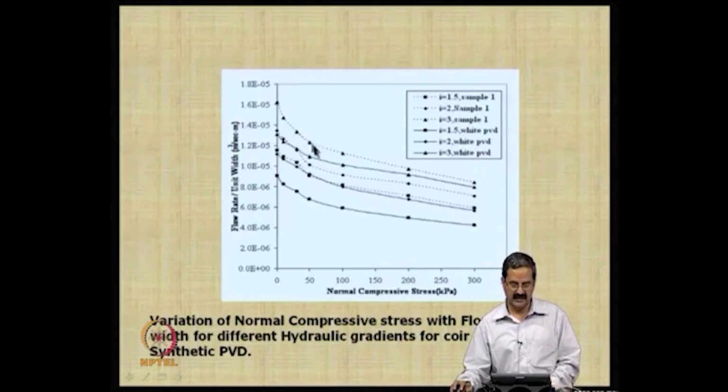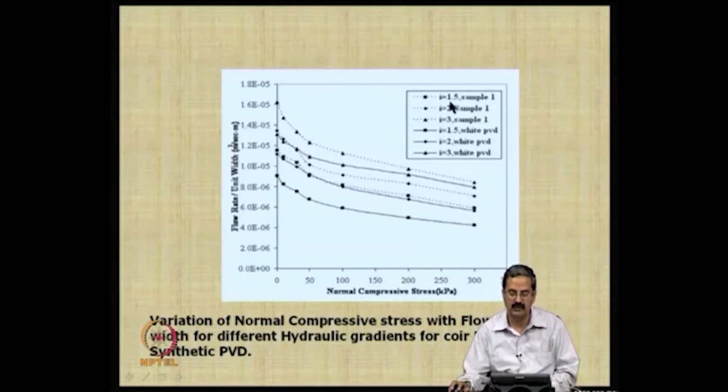One can see this for different hydraulic gradients. One can get i equal to 1.5 for the same sample 1 that I just showed. So you have relationships like this. Sample 1 and these two are for the coir, and these others are for the white PVD. There are 3 types of PVDs I showed you. The sample PVDs, for example, these are the dotted lines, 1, 2, 3, and the dotted lines are a little higher in fact.